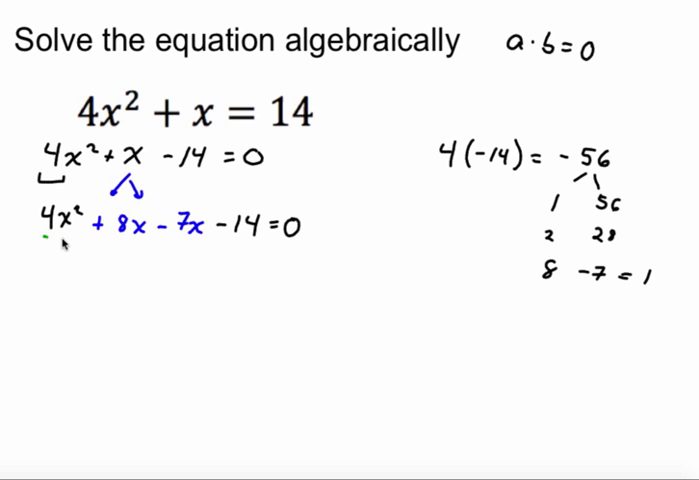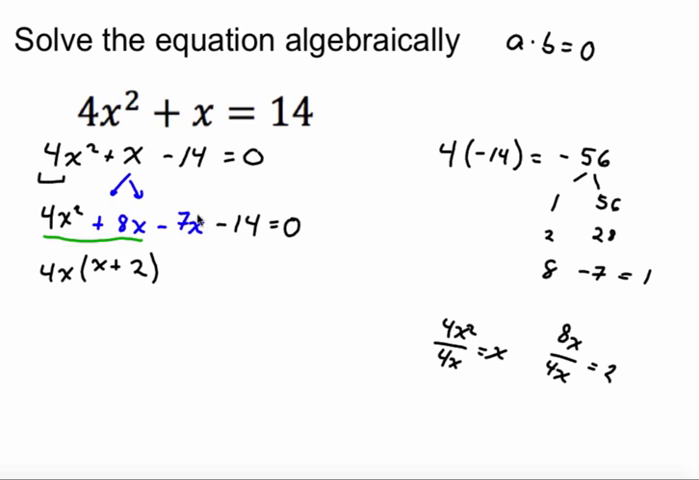And then I have my 4 terms, and here's the first group. What can I factor out of 4x squared and 8x? I think that would be a 4x, actually. So 4x squared divided by 4x is just going to be a single x. And then 8x divided by 4x, that's going to be 2. So x plus 2.